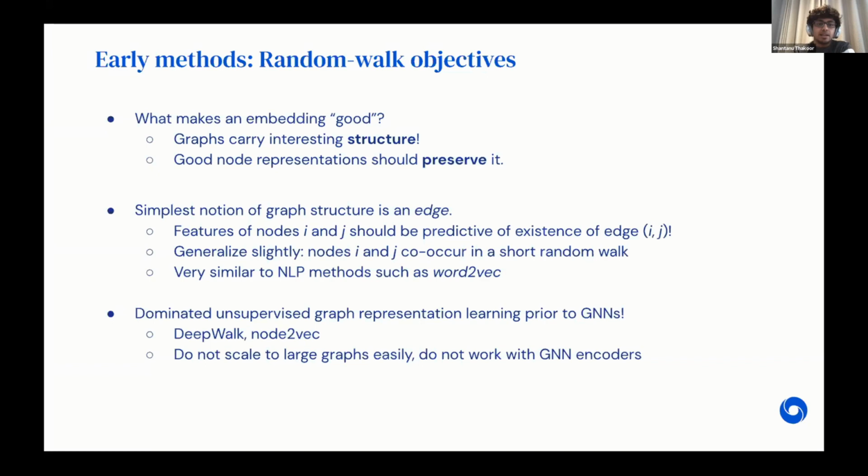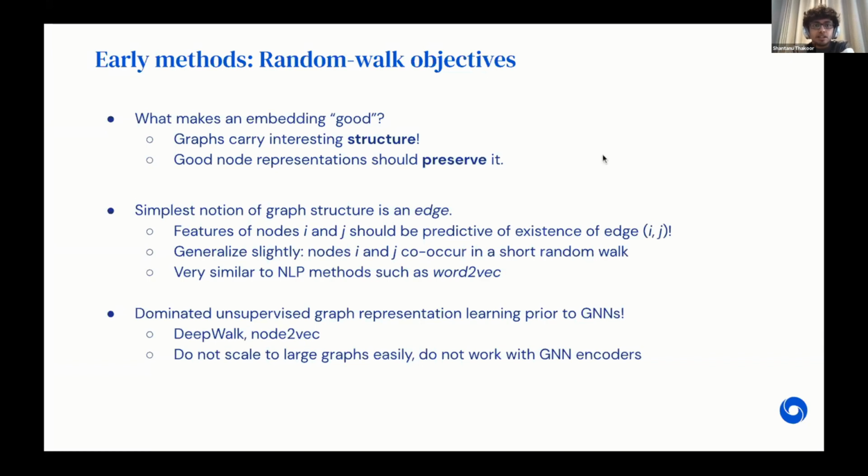So let's say we had some nice graph representation where, for the representations learned for a pair of nodes i and j, just looking at these two representations, you could predict whether an edge was existing between them or not. In other words, this representation captures this edge structure. Then we would be quite happy with that.